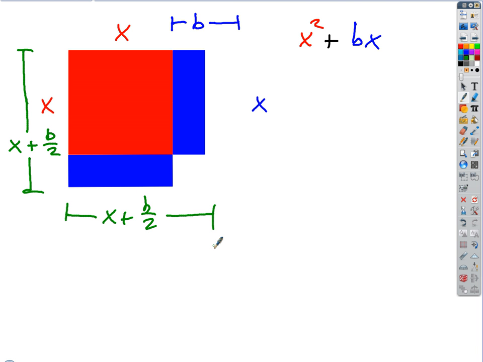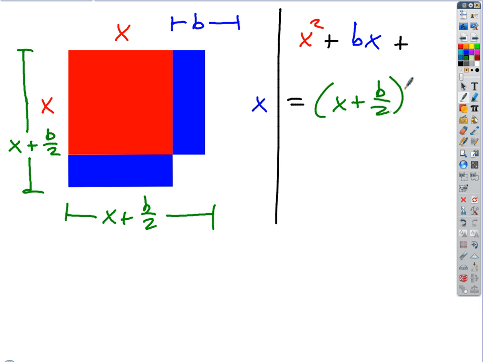But we haven't quite filled in the square. We need to complete that square, don't we? We need to add a little piece that fills in that corner, right? If I could add just the right piece there, so I filled that in, then this whole thing would just equal the quantity x plus b over 2 squared, wouldn't it? Right? Because I'd have a square of side length x plus b over 2, right? Everybody see that? Okay, well let's do that.